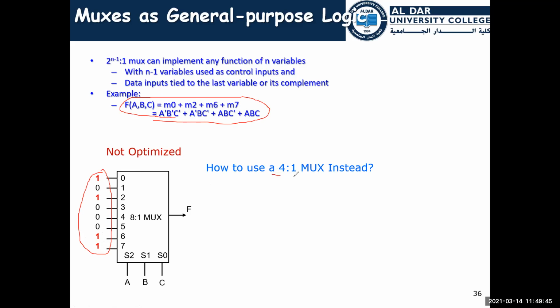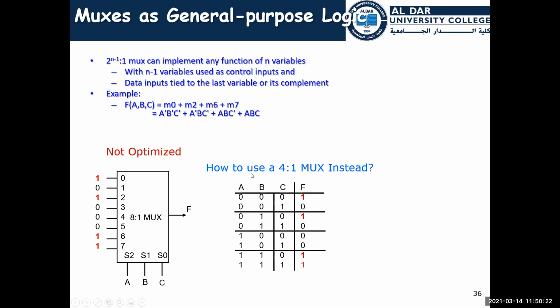We can use only a 4x1 multiplexer to represent the same logic here. We want to represent this function. We can use only one 4x1 multiplexer to represent the same logic. It's like half of the price. So it is 8x1. If this is $10, I will use only $5. So it is too optimized, too efficient. Okay, how to use it? Just concentrate on this part.